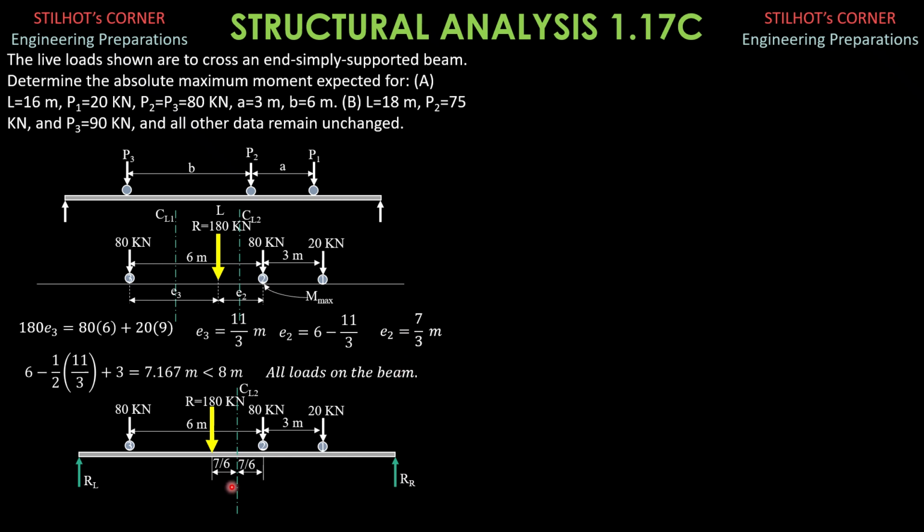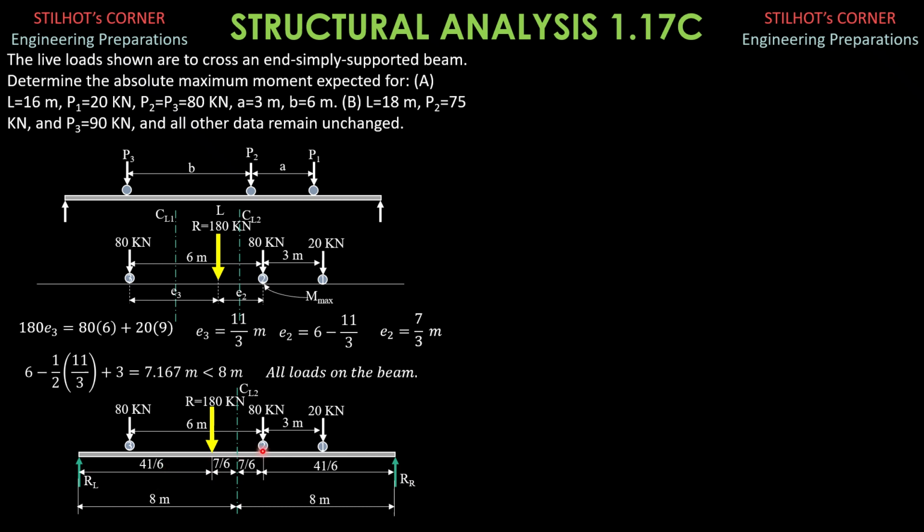Since the beam is 16 meters long, 8 meters half length, then the distance of the resultant from the left support is 8 minus 7 over 6. That's also the distance of the 80 kilonewton load from the right support, or load 2 from the right support. 8 minus 7 over 6 is 41 over 6 meters.